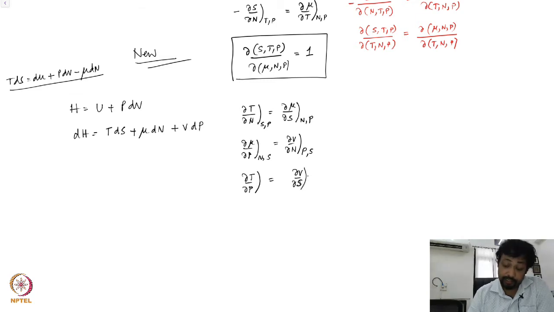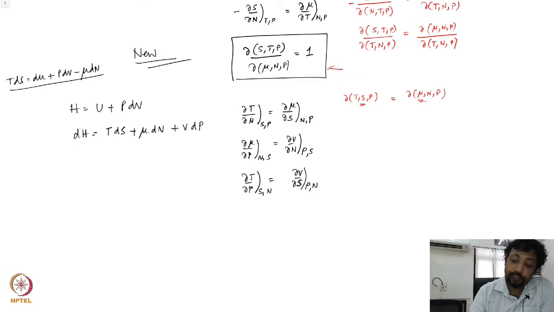What are the quantities that are held constant? N is definitely held constant over here, and then S and N, and here P and N. Look at the combinations here now. In this you have ∂(T,S,P), and the right hand side is ∂(μ,N,P). I'm not writing the denominator, it should be obvious to you now, but you have this combination right over here. So this doesn't give you anything.